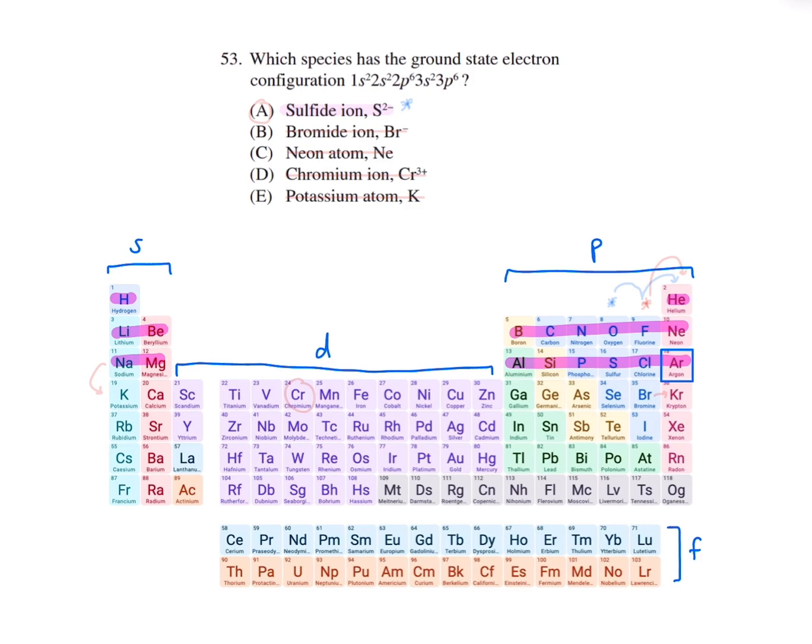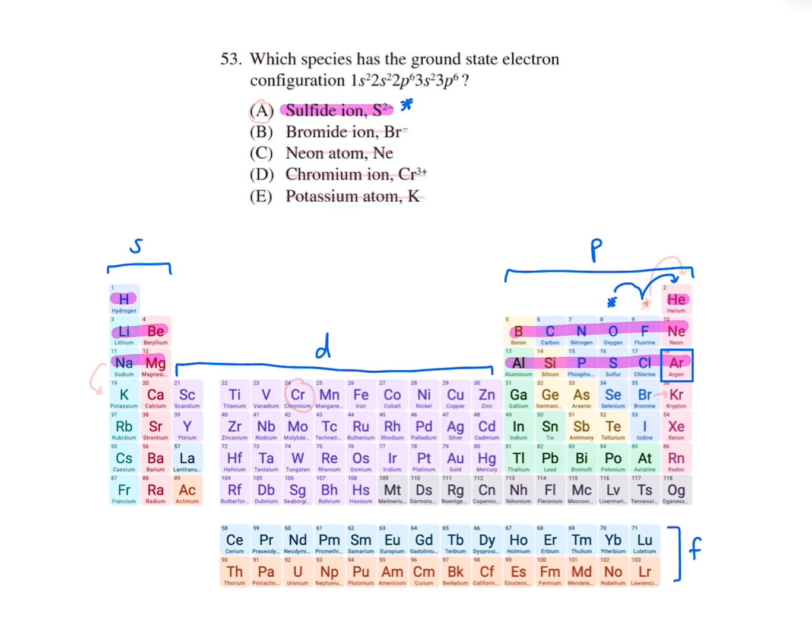So for A, sulfide ion S2-, we are adding 2 electrons to sulfur. So sulfur is located in this column, but we're adding 2 electrons. So sulfur is actually chemically equivalent to argon in this ionic state. So let's remember sulfide ion as a possible option.